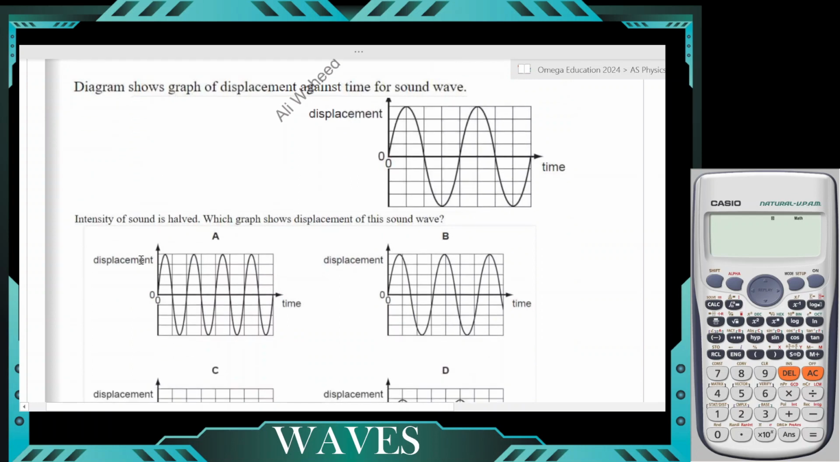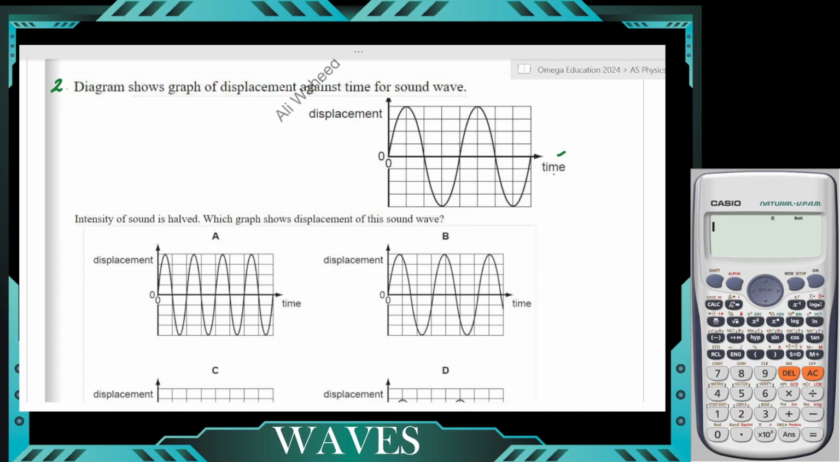So let's take a look at this one, and this one is very important. Let me number it as question 2. The diagram shows the graph of displacement against time for a sound wave. So displacement time graph, what do you get from that? You can find the amplitude, you can find the frequency, you can find the speed, you can find the time period, but you cannot find the wavelength of the wave when you have time on the x-axis. If you have distance on the x-axis, then you can find wavelength.